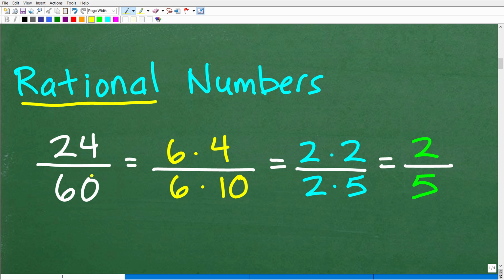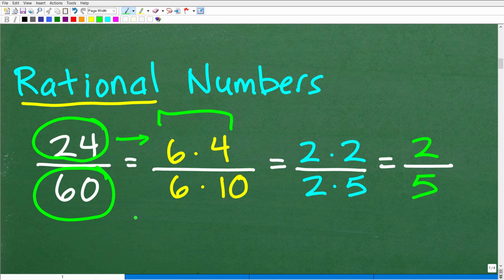Well, you want to always simplify values in mathematics, and it's not an optional thing. Your teacher really does want you to learn how to do this. But the name of the game is factoring. So let's take 24 here and think of factors of 24. I'm just thinking of 6 times 4 is 24, and then 60. I'm like, okay, what numbers are factors of 60?